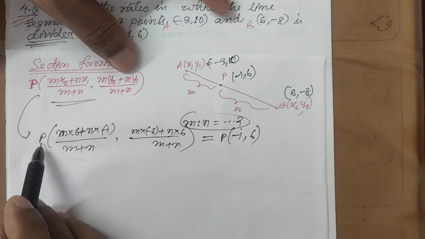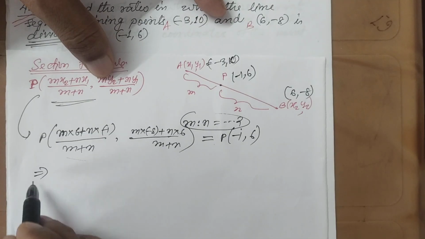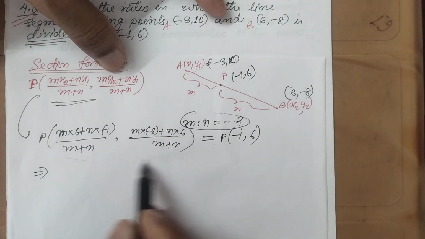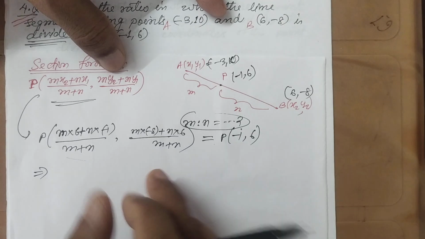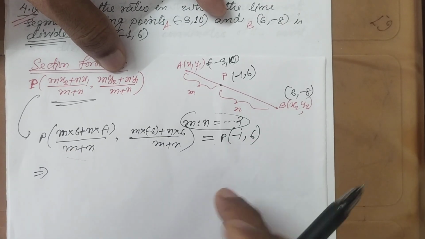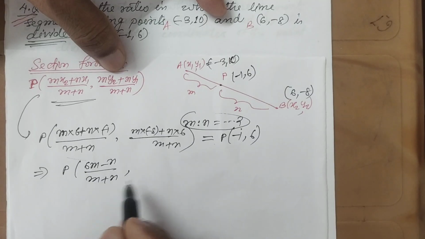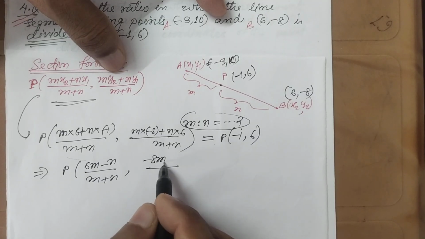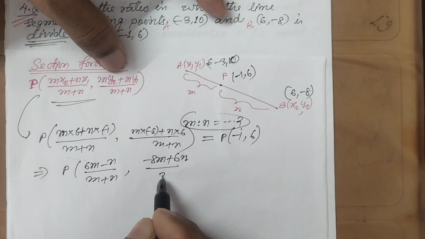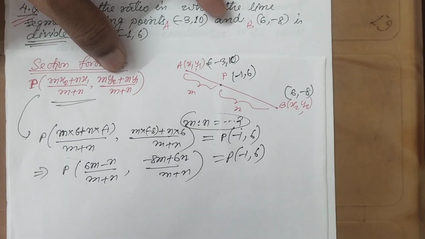Point P is not an algebraic term. It is not a product or anything. It is just representing a point. So we will just simplify. This expression for P must be equal to the point given. If we simplify, it is (6m minus n) by m plus n, and (-8m plus 6n) by m plus n is equal to point P, which is -1, 6.